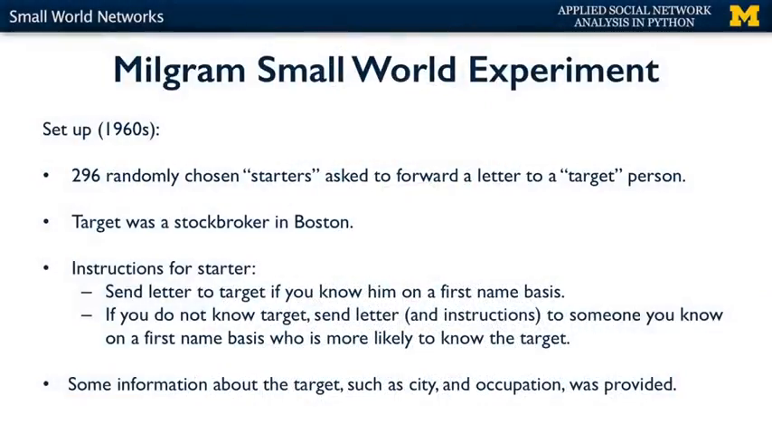So if they didn't know him, their job was to send the letter, along with instructions, to someone they knew on a first name basis who was more likely to know the target on a first name basis. And the instructions contained some information about the target, like the city where he lived and his occupation. So then they checked how many letters actually arrived at the destination and how many hops they took to arrive there.